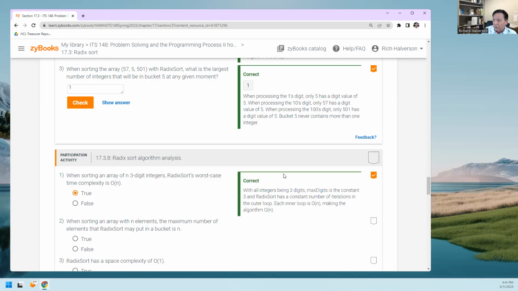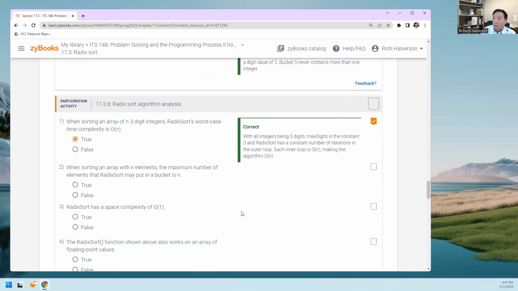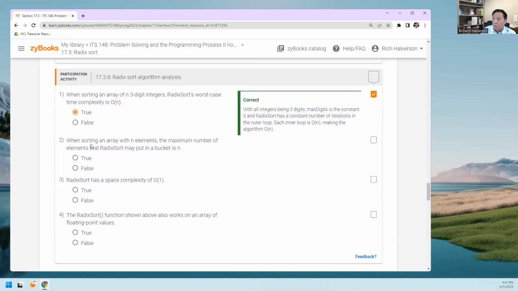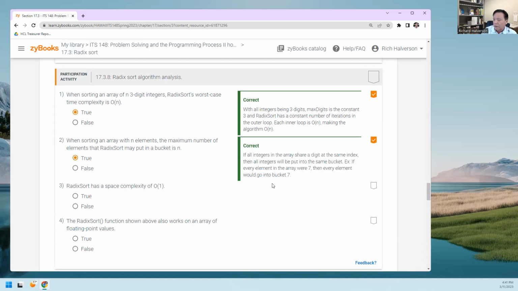So what do we have here? Is it true? Yes, it is true. When sorting an array of n elements, the maximum number of elements that radix sort may put in a bucket is n. I believe so. Let's say all of the digits have 0, yes, true. Because let's say you're sorting 1,000 integers, and they're all a factor of 10. They all have 0 as the lowest order digit. They'd all go in bucket 0.